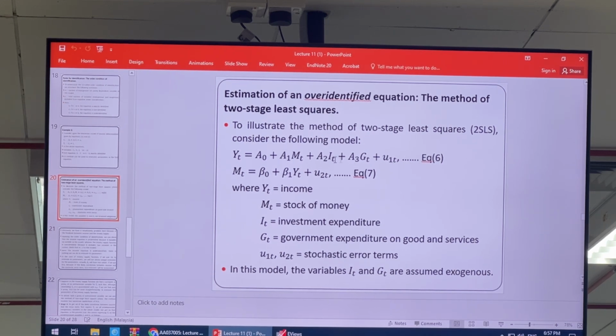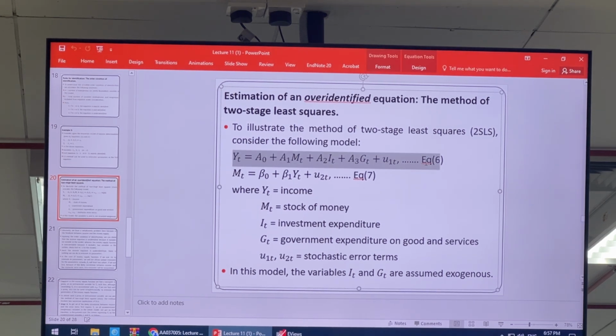Now your M is equal to 2, so M minus 1 is 1. For the first equation, we want to know whether we can get estimates of A0, A1, A2, A3. So M minus 1 is 1. How about K? K is the number of variables excluded. It is 0, because the first equation has all the variables there.